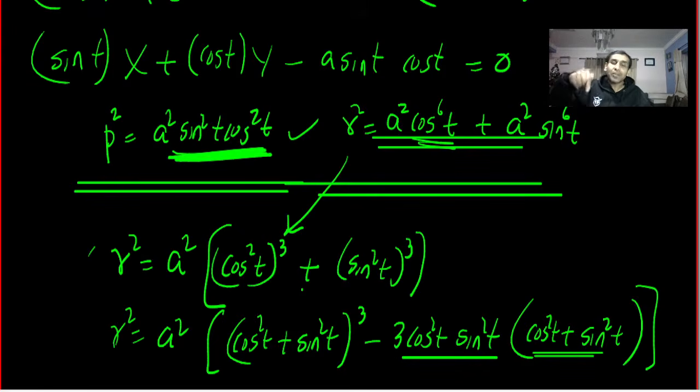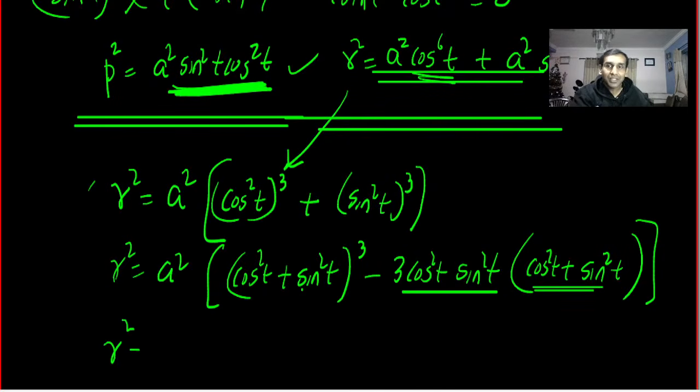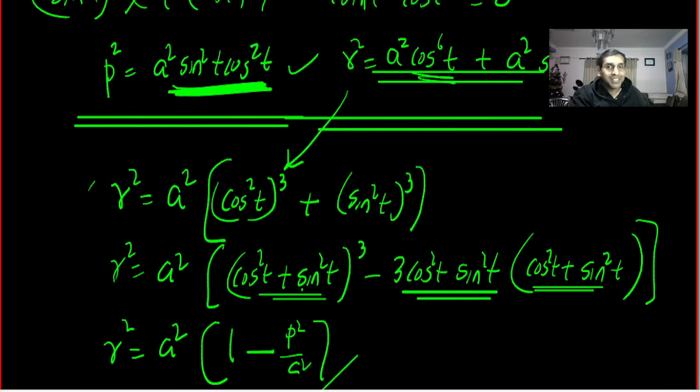Okay, I want you to comment below the answer. Just comment below whether you got the answer or not. Your answer will look like r square equal to, I'm skipping steps, think about it. This will be 1 minus this will be, come on, p square divided by a square. That's it. And open the bracket, simplify.